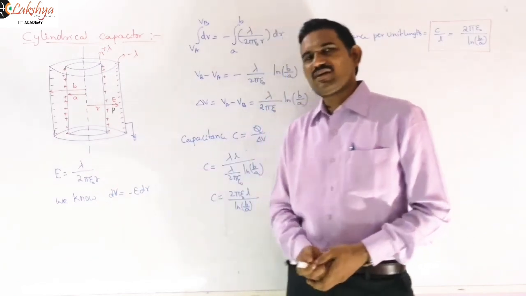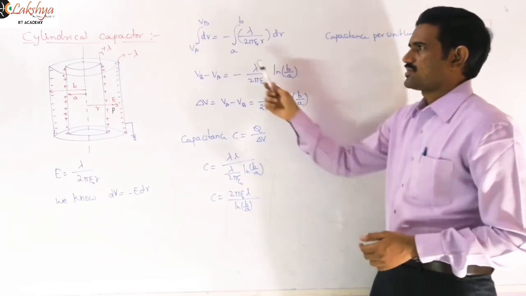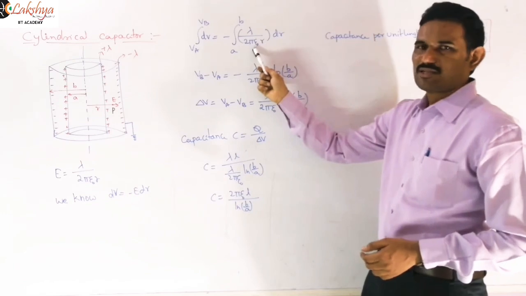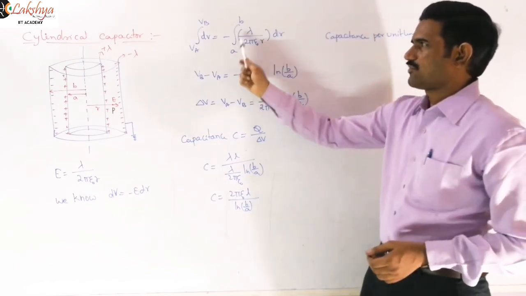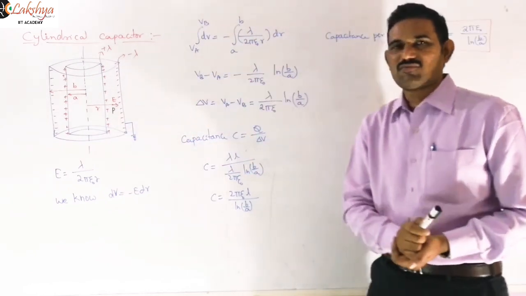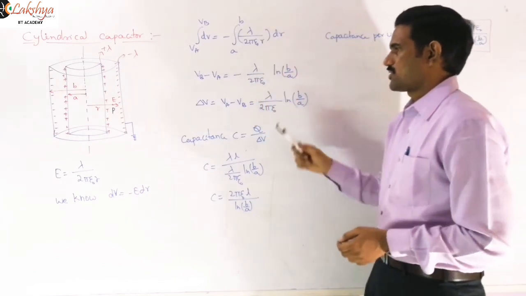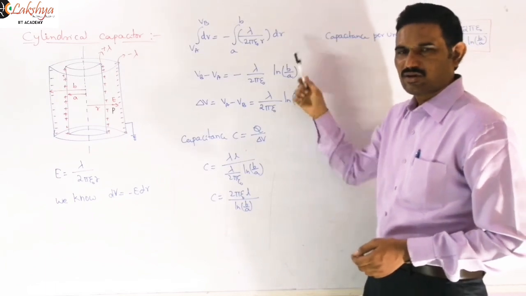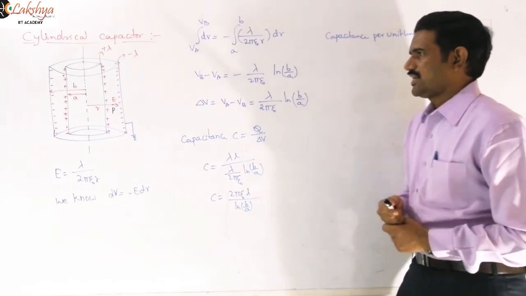Then we know the E-V relation. From that we are going to calculate the potential difference. The integral of dV is equal to minus integral of E, where E is nothing but lambda by 2 pi epsilon naught r, into dr. The limits we are taking from A to B, so on this side you will get VA and VB. We know lambda by 2 pi epsilon naught is a constant, so you can write it outside. The integration of 1 by r will be ln r, with limits from A to B. So you can write this as ln b by a.